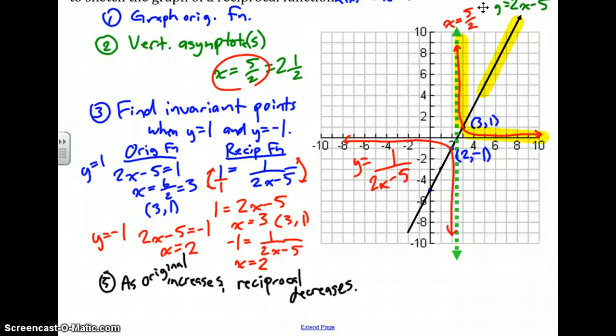But again, the basic idea is as our original function increases, our reciprocal decreases, and vice versa. So we have our invariant points, we have our asymptotes, and then we have the idea that whatever happens to the original graph, the opposite happens to our reciprocal graph. Okay, so just remember, what happens to the original, the opposite happens to the reciprocal.